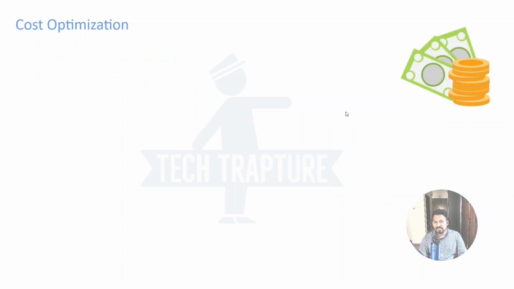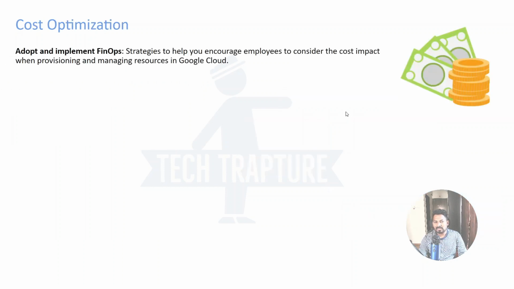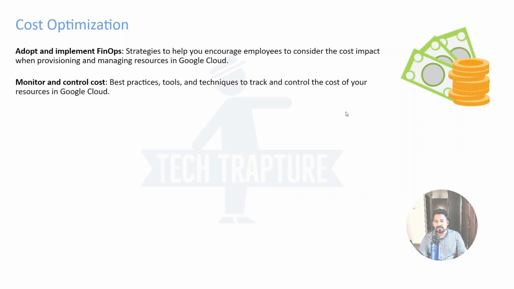Then cost optimization. In cost optimization, you have to adopt the FinOps framework, and you have to monitor and control cost always. Whenever you are creating a resource, you always consider the cost factor as well. If I don't need a costly disk, say I have to create a small application and a persistent disk is enough, then I should not use an SSD, which is costlier. So always try to consider cost as well. If you are an architect or a developer, you always think about cost. That is the FinOps mindset.